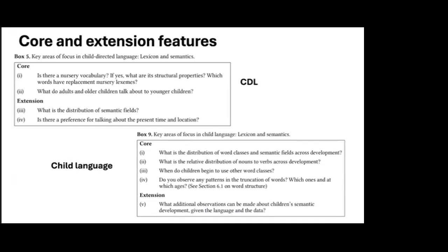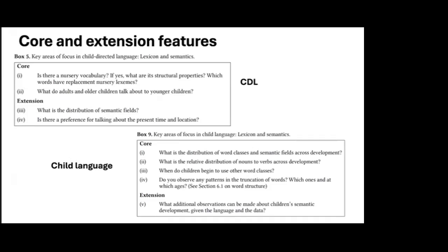In child-directed language, we've said the core components to consider are whether there's a nursery vocabulary, and we'll come to that in a moment. If yes, what are its structural properties and which words have replacement nursery lexemes? And what do adults and other children talk about to younger children? The extensions, which was done in the Inuktitut sketch, are: what is the distribution of semantic fields, and is there a preference for talking about the present time and location?